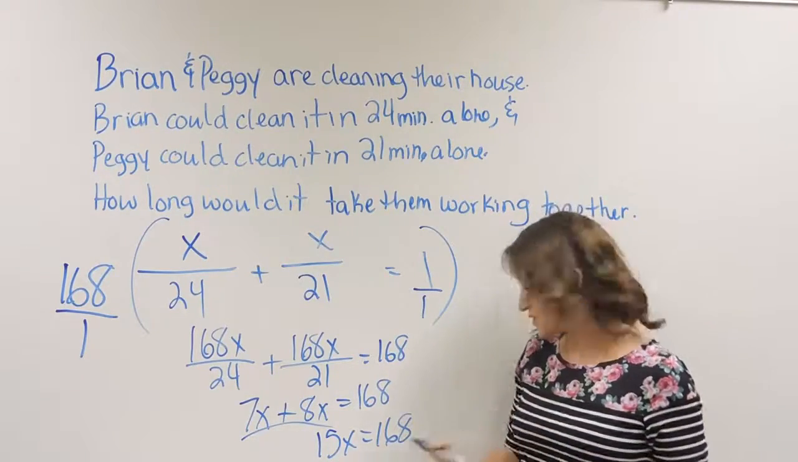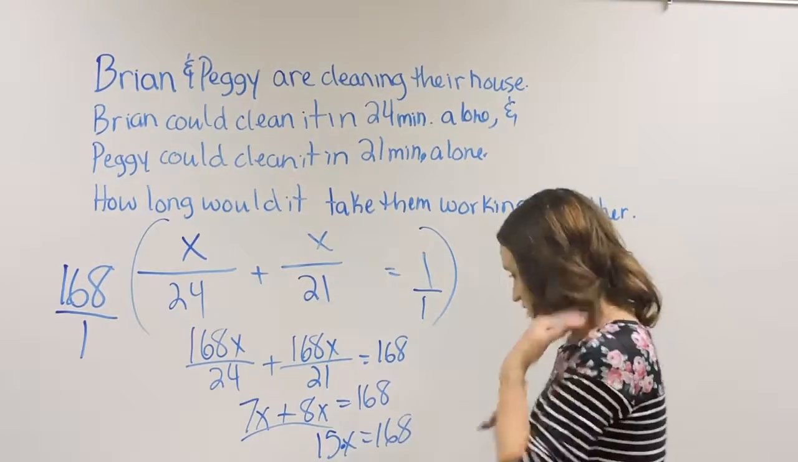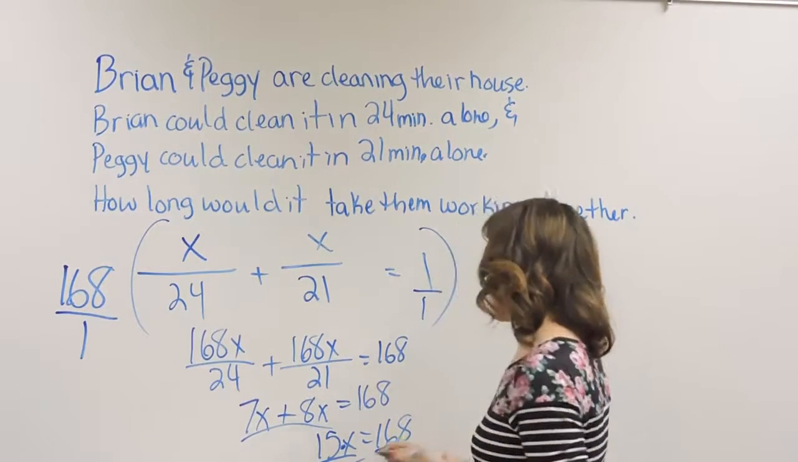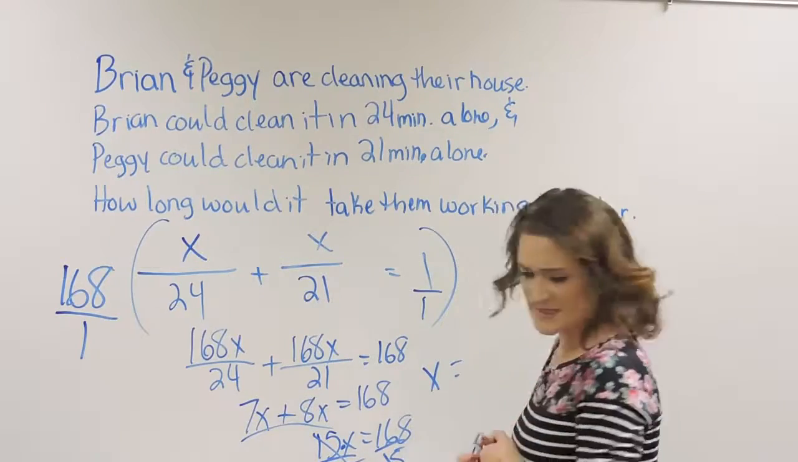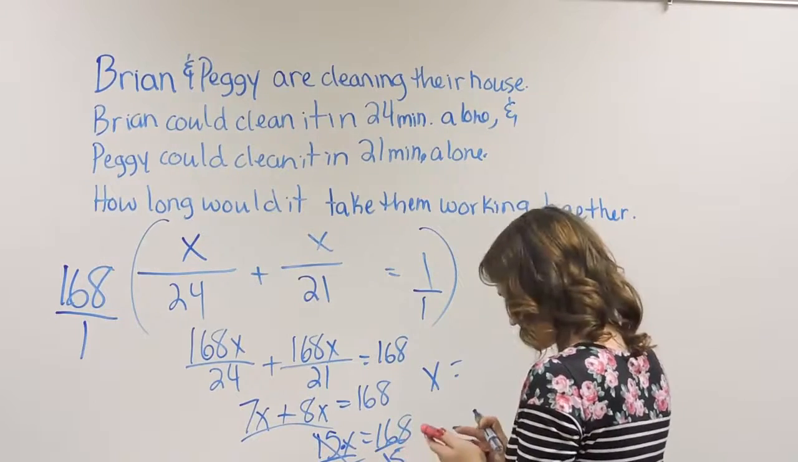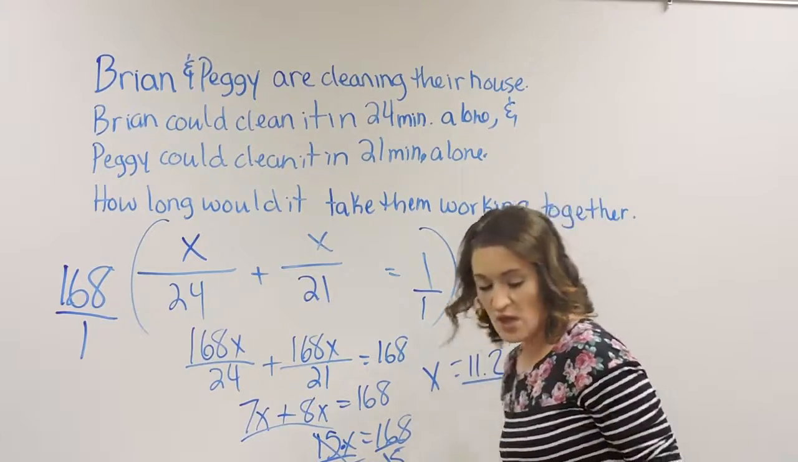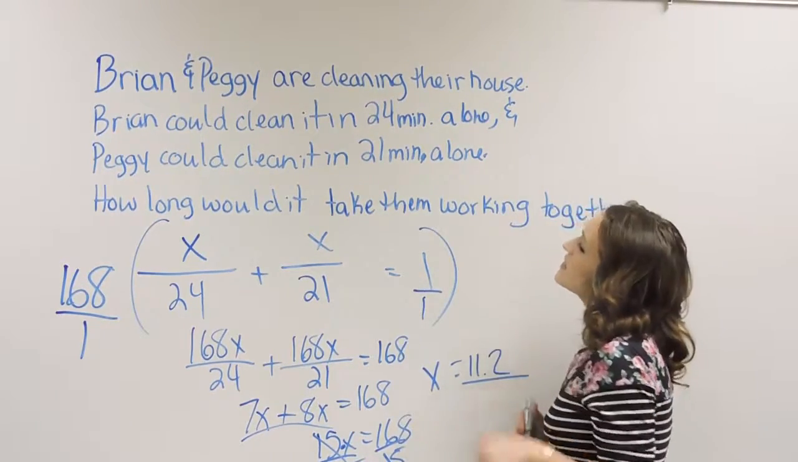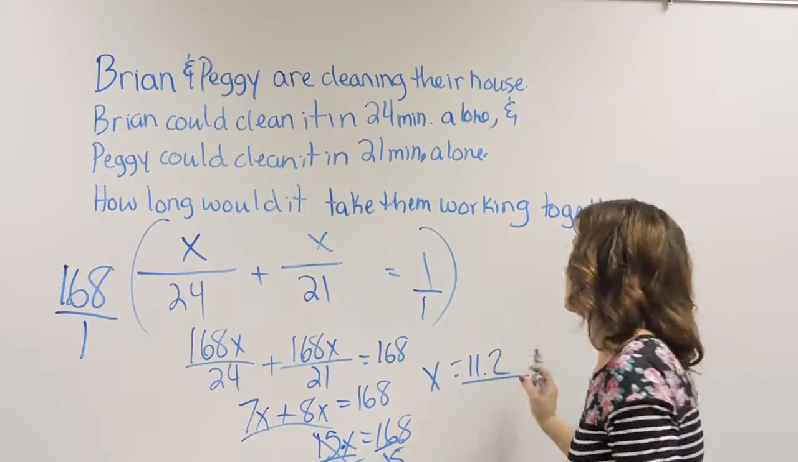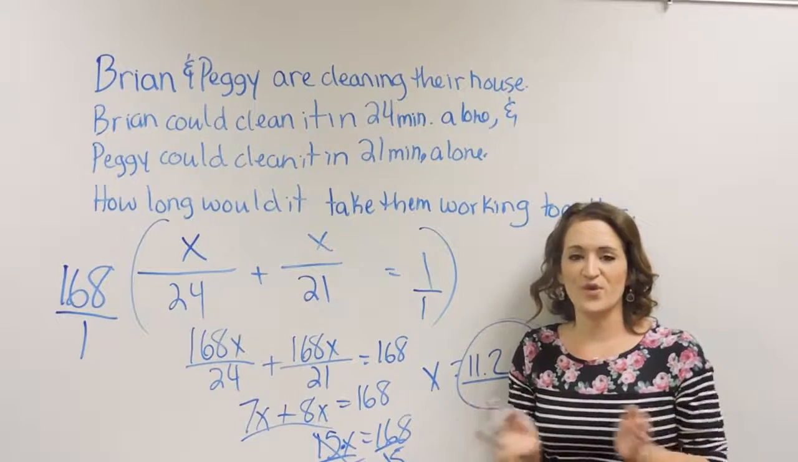And then the only thing left to do to solve this problem, remember this 15x is 15 times x. So the opposite of multiplication is division. So we're going to divide both sides by 15 to give us that x is equal to, I'm going to have to pull out my handy dandy calculator for this one. Let's see, 168 divided by 15 is 11.2. So what this means is that if it took Brian 24 minutes by himself, and if it took Peggy 21 minutes by herself, it would take them both 11.2 minutes if they worked together and both got the job done.